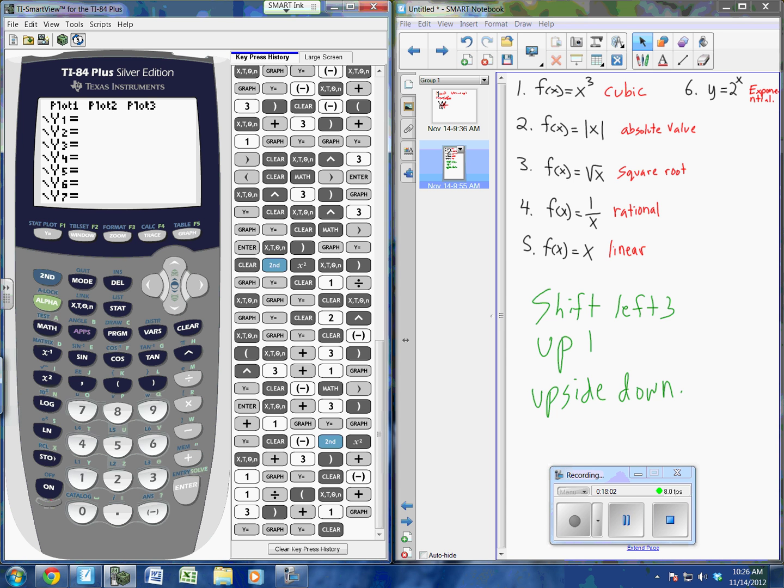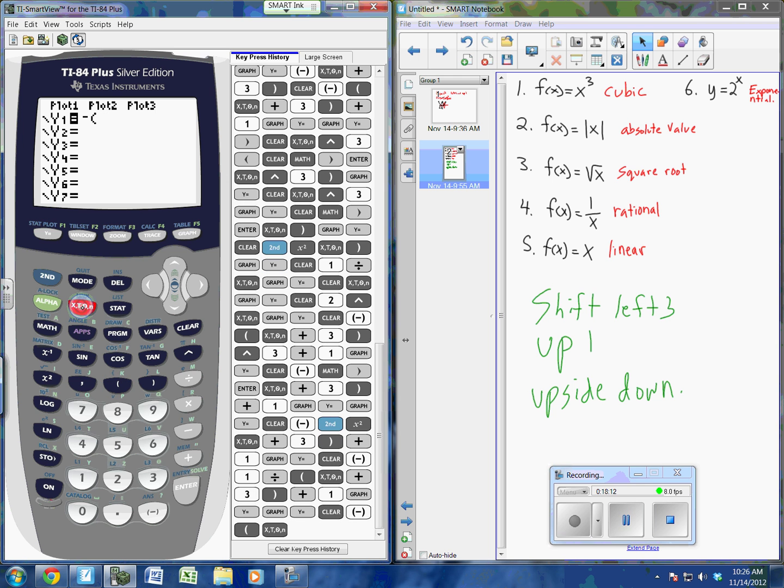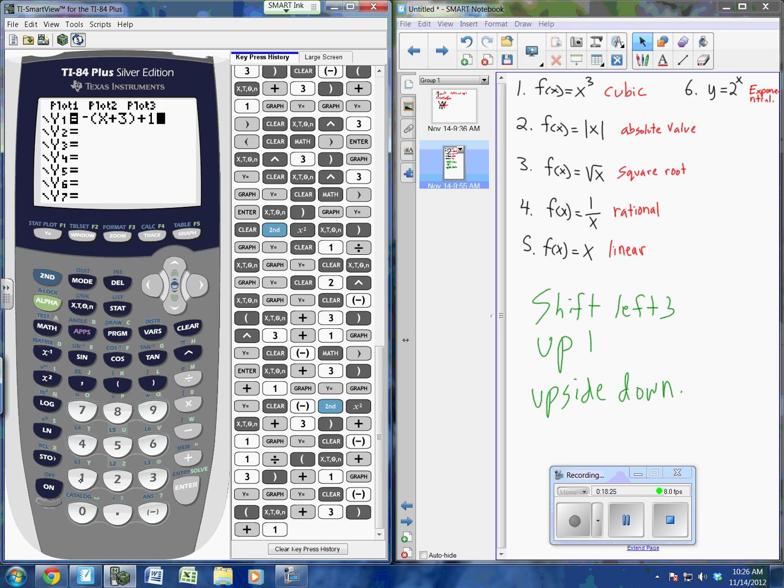Okay. Linear. I'm going to tell you right now, we could graph this one by using the same things we just learned. You can go negative, and in parentheses, x plus 3. The negative flips it upside down, so it has a negative slope instead of positive slope. The x plus 3 moves it to the left 3, and the plus 1 would move it up. But do you guys remember slope-intercept form?